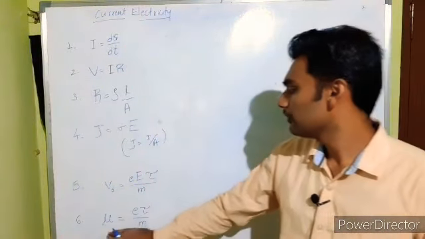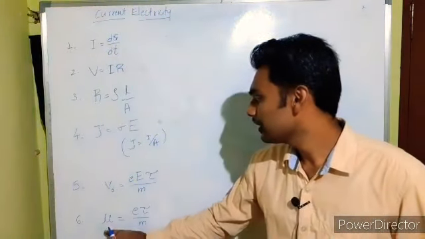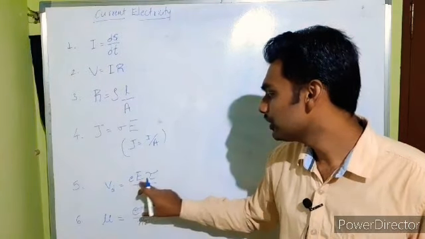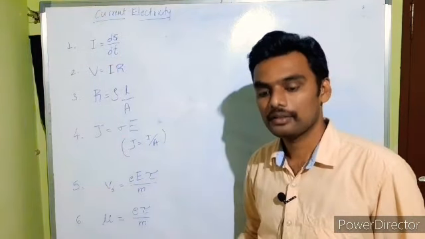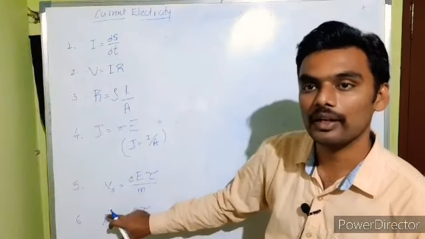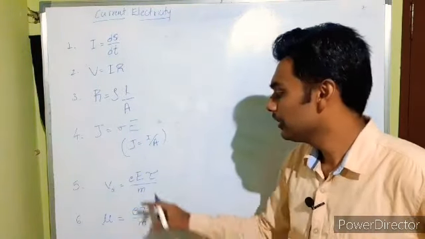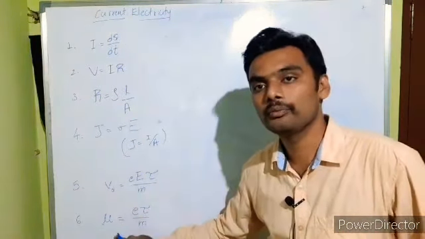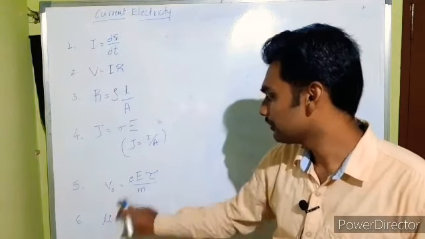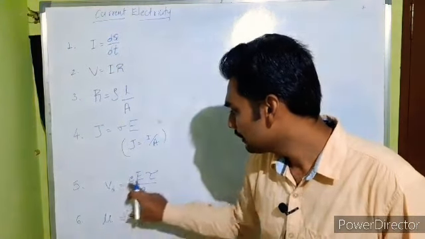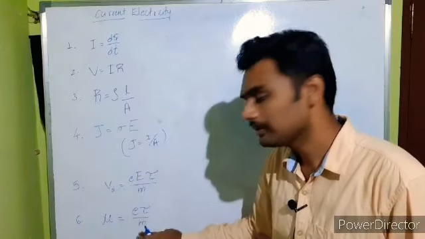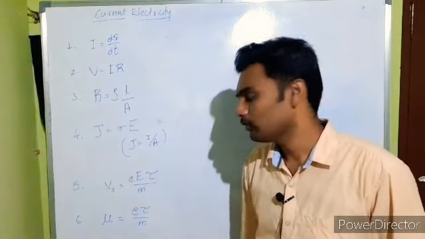Here we define mobility as the drift velocity acquired per unit external electric field applied in the conductor. Vd by E itself is mu. So if you divide by E here, you will be left with e tau by m. So that is what is mobility.